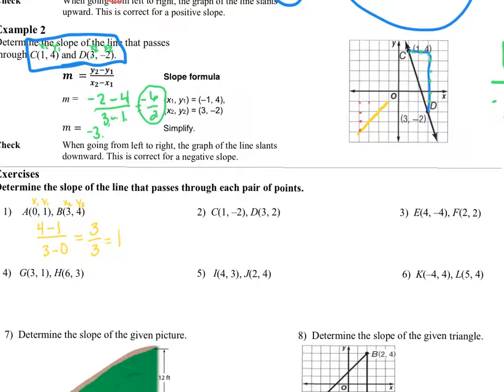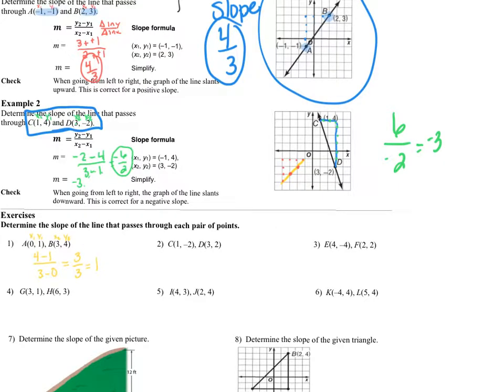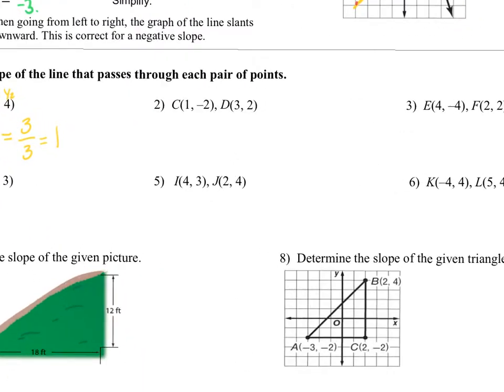1, 2, 3 over 1, 2, 3, it's still going through all of these points. Okay? It's still connecting at all of those crosshairs. Okay, yes. Number 2. We got, yes.